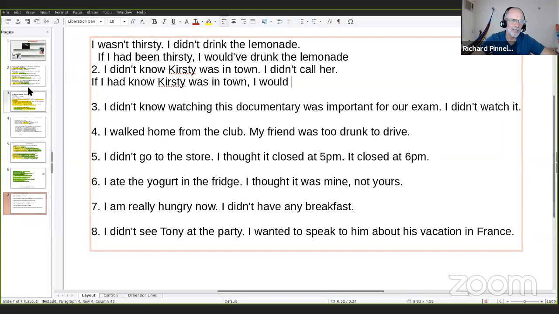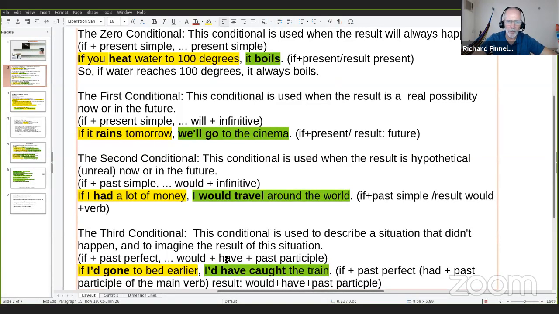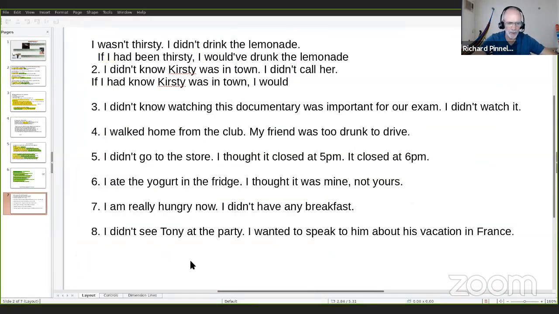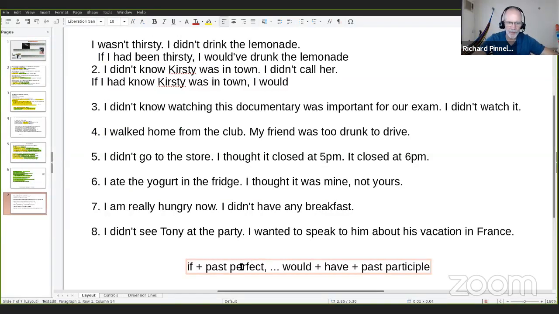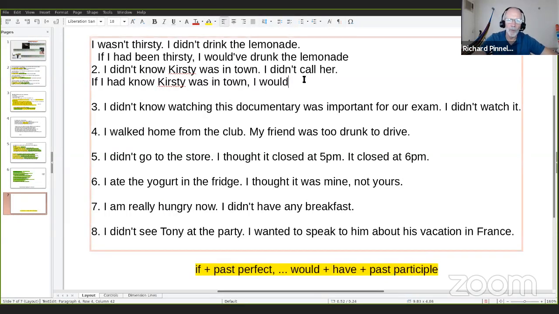Let's have a look. Where's the third conditional? If plus past perfect, that's what we did. And the other part is would plus have plus past participle. I think I'll copy this here so we can put it over there so people can remember the structure. This is what we need to use. I would have called her. Very good. Yeah, I would have called her.